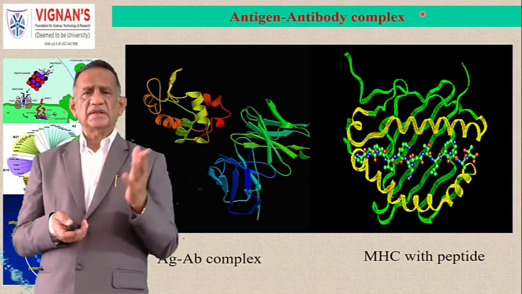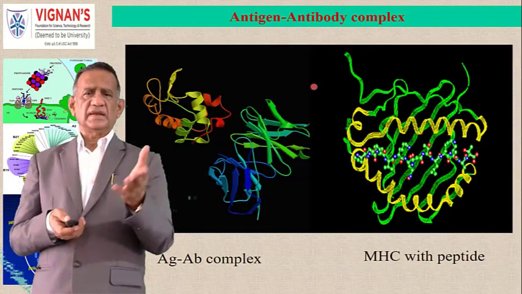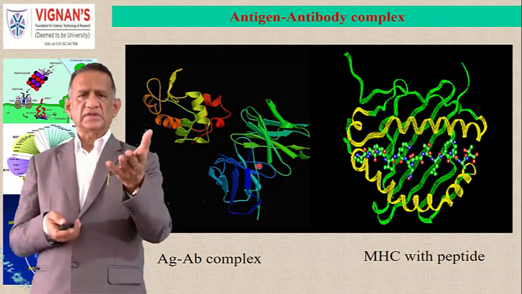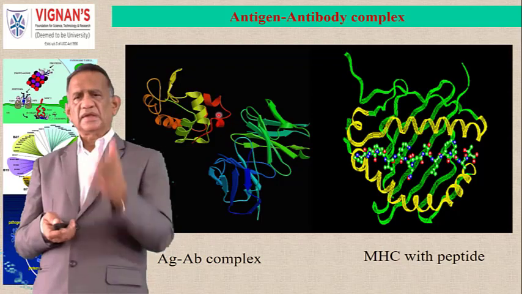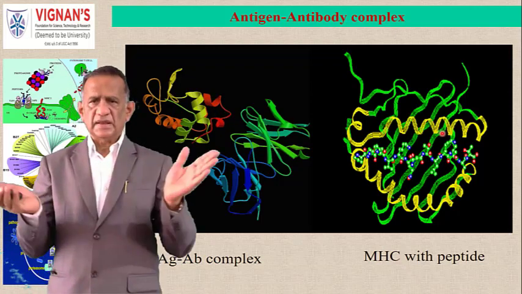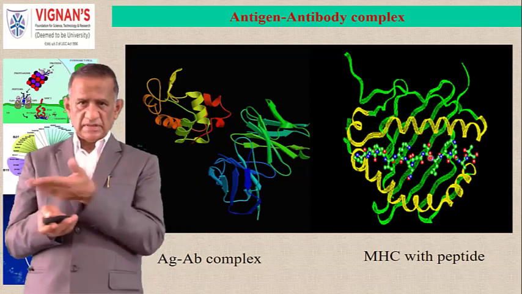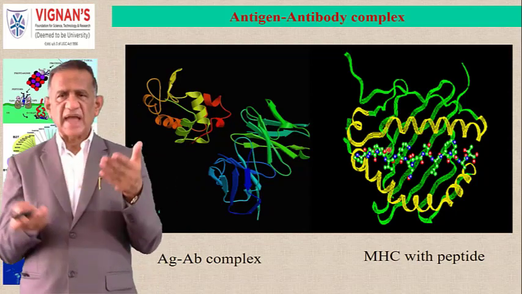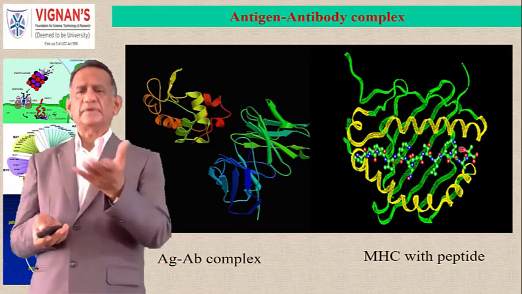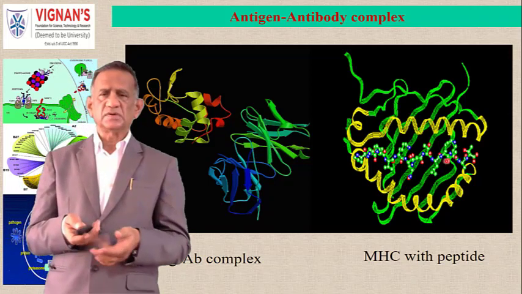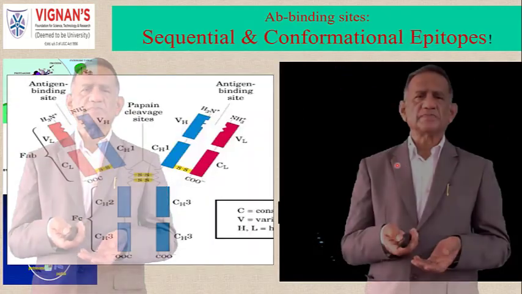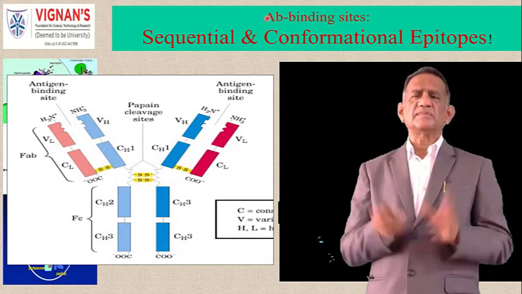Okay. Now the first one is an antigen antibody complex, wherein the blue and green shown is the antibody, and the red one shown is an antigen. The second one is MHC with peptide. This is the MHC molecule wherein the peptide is placed in the center. The peptide is anchored. Here again, MHC epitopes and peptide epitopes is a big issue with regard to computational predictions. So now see the sequential and conformational epitopes.